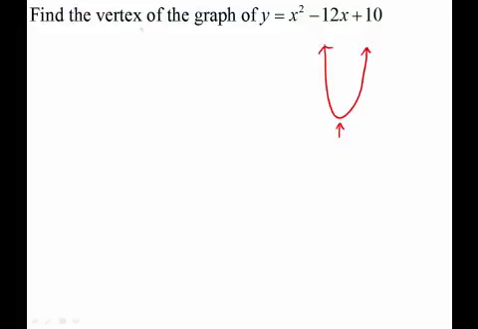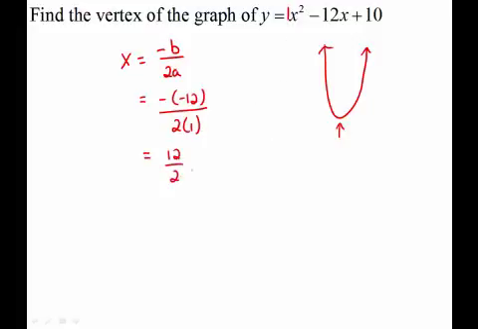To find the vertex, the x-coordinate of the vertex is negative b all over 2a. So that's going to equal negative negative 12 over 2 times 1. So we have the 1 in front of the x squared, which is going to be 12 over 2. So the x-coordinate of the vertex would be 6, and now I just need the y-coordinate of the vertex.